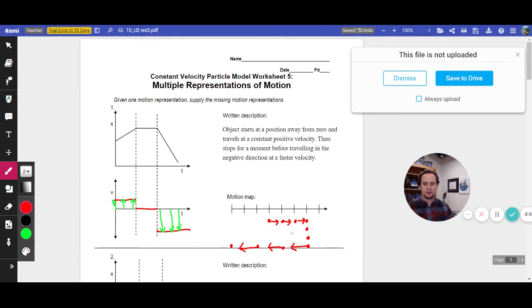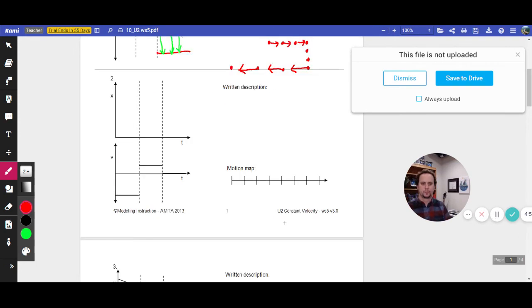And I've got going back in the negative direction, that's there. All right, so that is... All right, continuing on with number 2. I'm not going to do the whole thing for number 2. We did the written description. We did the motion map.